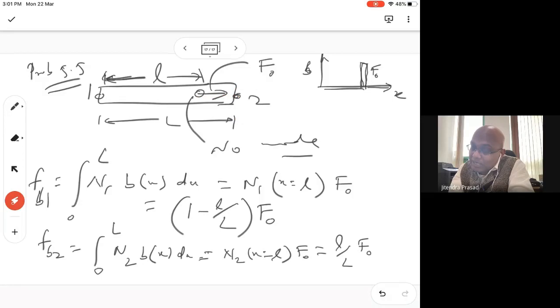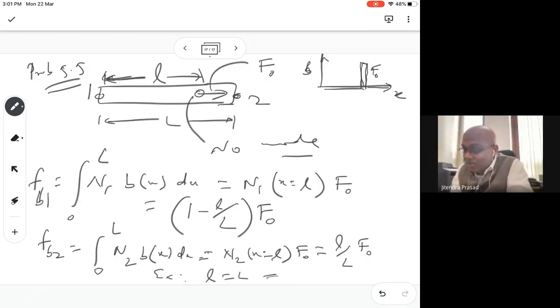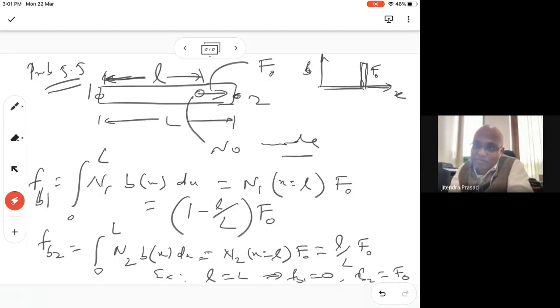You see here, for example, if l equal to big L, then what do you get? You get FB1 equal to 0, right? And FB2 equal to F naught, right? So this is what you have to do.